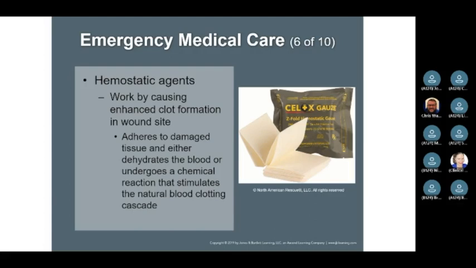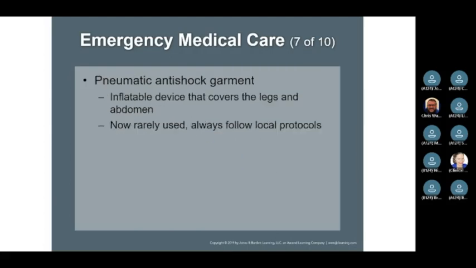Wound packing. It works by absorbing liquid from the blood and helping to concentrate clotting factors. It involves taking standard initial steps to control the bleeding, including direct pressure, tourniquets, and other applicable tools and techniques. Pneumatic anti-shock garment, an inflatable device that covers the legs and abdomen. These devices are now rarely used. Always follow your local protocols.